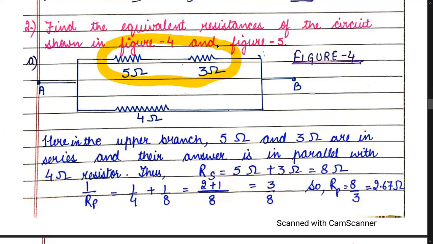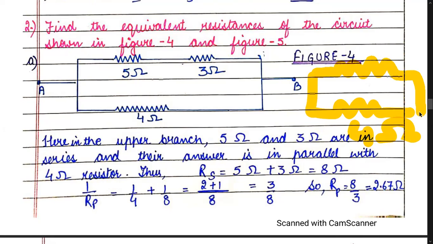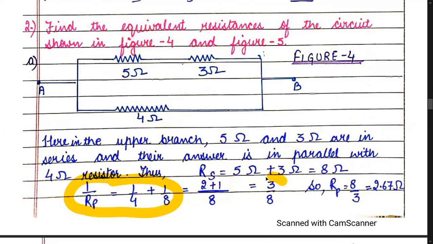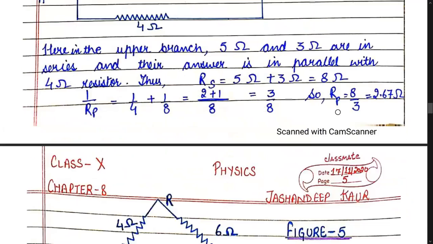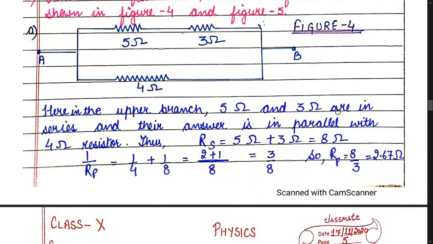Can we take this series combination first and find its value to be 8 ohms? Then this combination of two resistances can be replaced by 8 ohms. That means I am having 4 ohms in the lower arm, and a total of 8 ohms in the upper arm. So this 8 ohms and 4 ohms are connected in parallel to each other. Then you apply the formula of parallel resistances. That comes out to be 3 by 8, and to find Rp we have to take the reciprocal, and the answer will be 8 by 3 ohms, which comes out to be 2.67 ohms approximately. So this was your figure number 4.